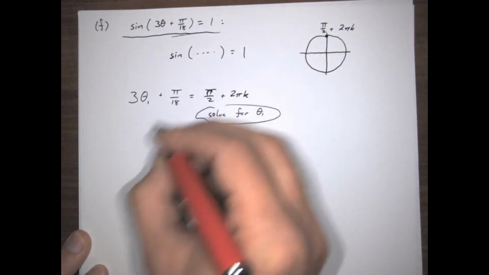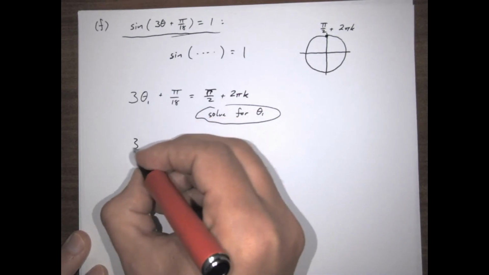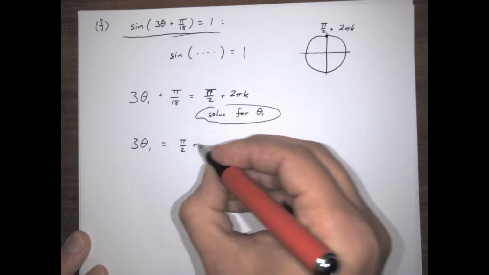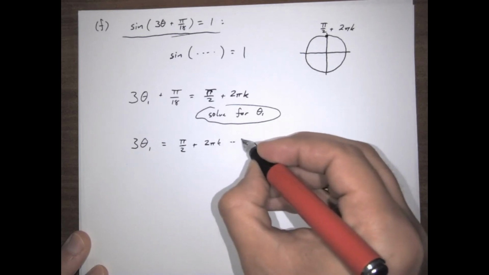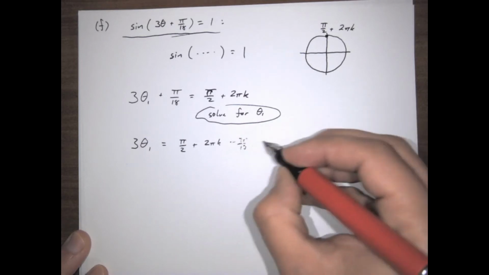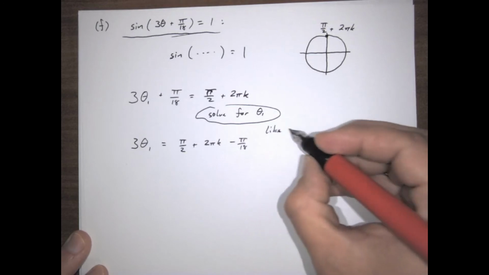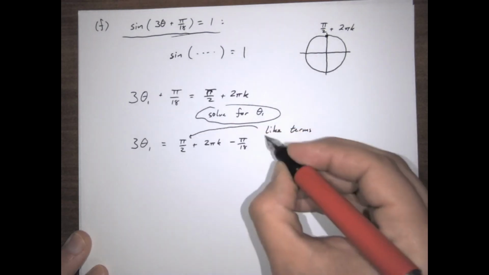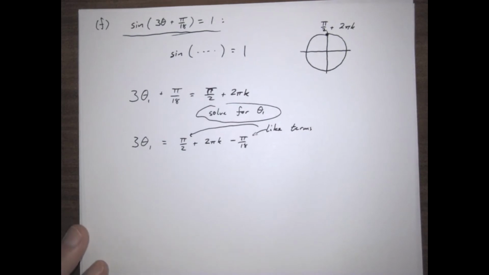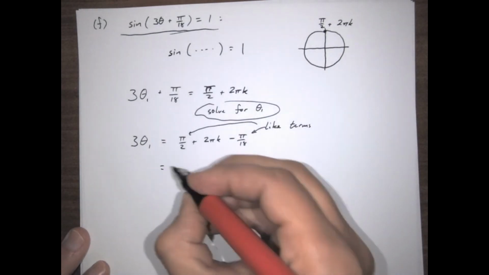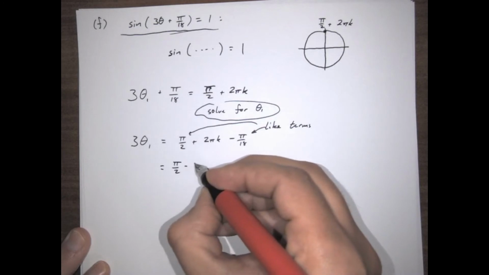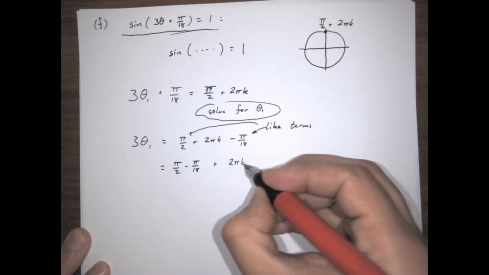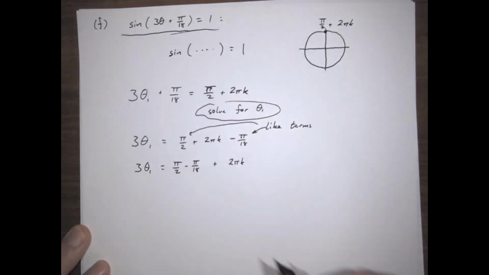And step one is subtract pi over 18. Now, the only two of these that are like terms are the ones that don't have the k. K, you can consider to be acting like a variable here. And so the only two that can be combined are these ones. So it's pi over 2 minus pi over 18 plus 2 pi k. That's what 3 times theta 1 equals.